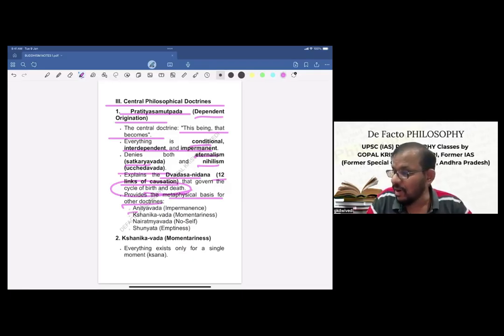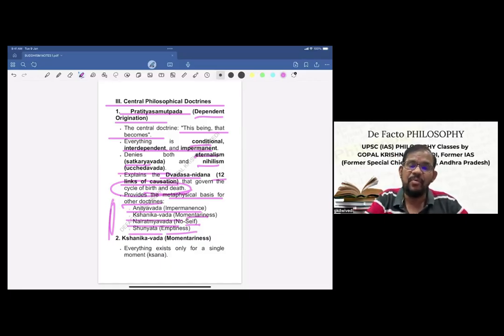That is, first is Anityavad, impermanence. Second is Kshanikvad, momentariness. Third is Naratmavad, that is no self. Fourth is Shunyata or emptiness. So these are other main doctrines of Buddhism. And Pratityasamutpada provides the basis for all these doctrines. Now, this we have understood in brief. In detail, Pratityasamutpada we will take up, because I'm going to explain today only this very detailed Pratityasamutpada, which was very important. So here in brief, let us understand this.